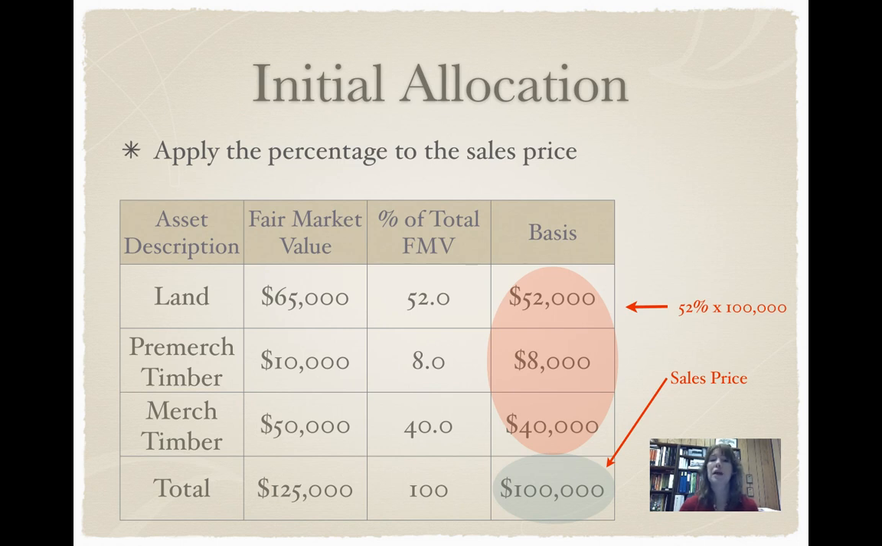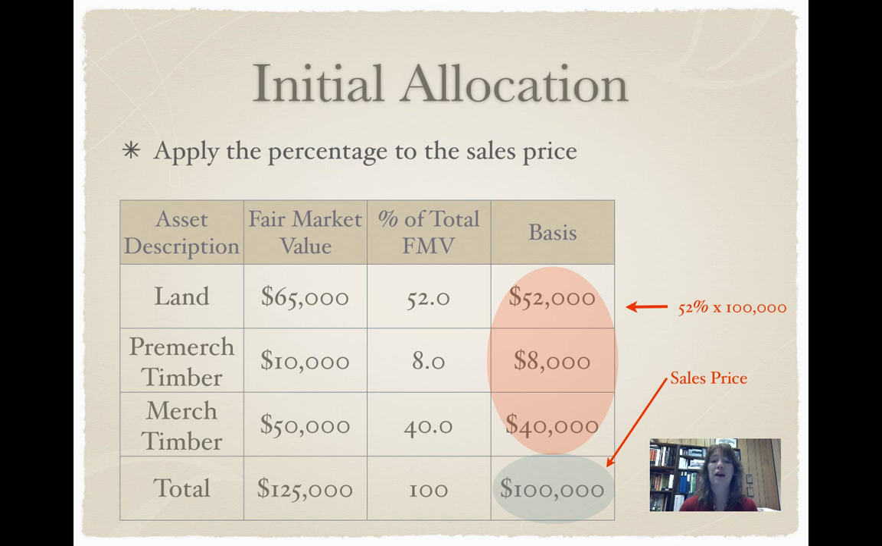So now we're going to take that percentage that we just calculated and apply it to the sales price. So again, starting with the land, we calculated 52% of the total fair market value was allocable to the land. So we're going to take that 52% and multiply it by the $100,000 sales price to obtain a basis in the land of $52,000. We're going to repeat this process with the other assets.